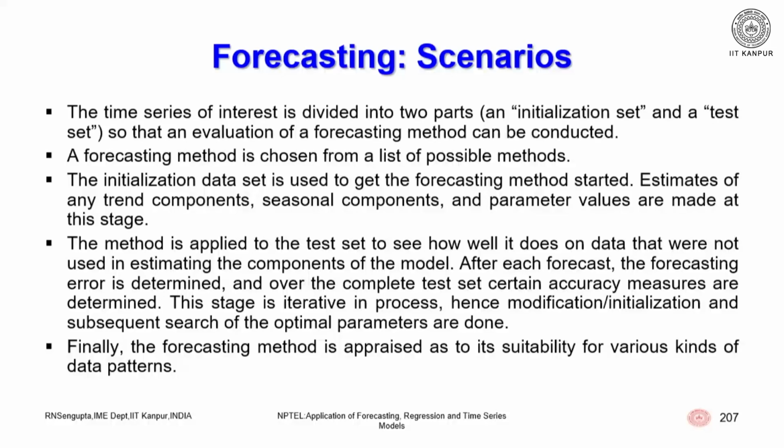So, consider if you have a big data set, you can proportionally divide the training set and the testing set based on a thumb rule like 70%, 30%, 60%, 40%. So, there is no fixed percentage based on which you divide. The time series of interest is divided into two parts, an initialization set and a testing set, which I said.